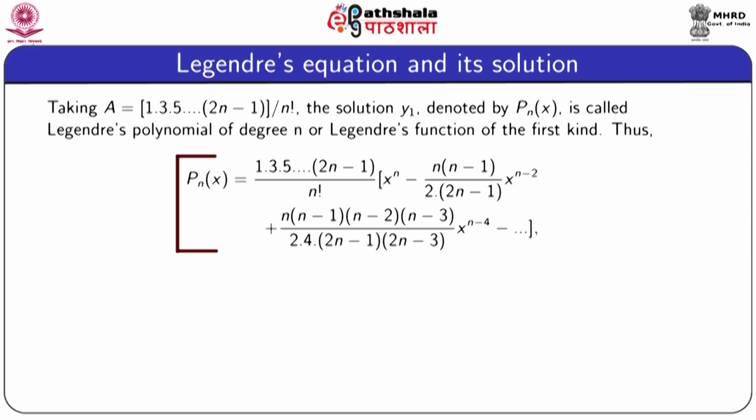dot dot dot 2n minus 1 divided by n factorial, the whole thing multiplied by this expression: x to the power n minus n into n minus 1 divided by 2 into 2n minus 1, x to the power n minus 2, plus n into n minus 1 into n minus 2 into n minus 3 divided by 2 dot 4 into 2n minus 1, 2n minus 3, x to the power n minus 4, minus more terms are there.